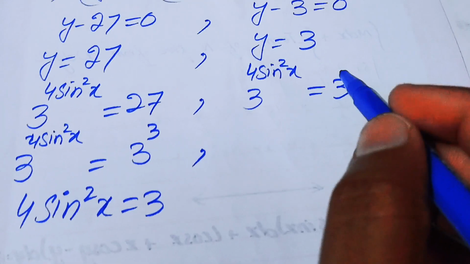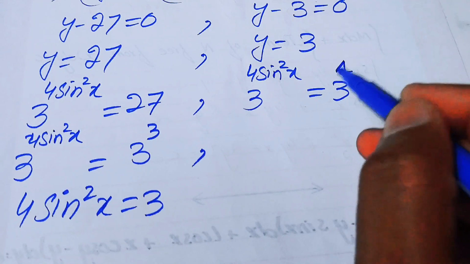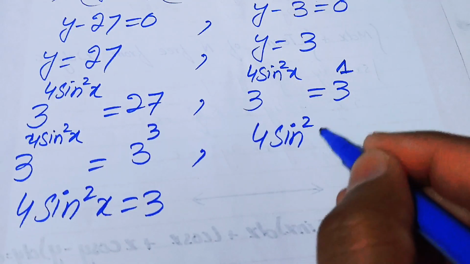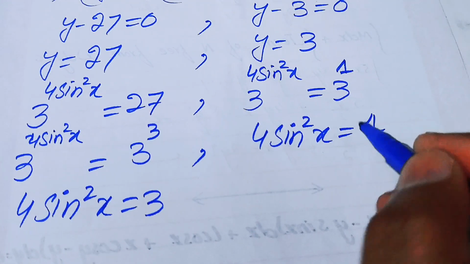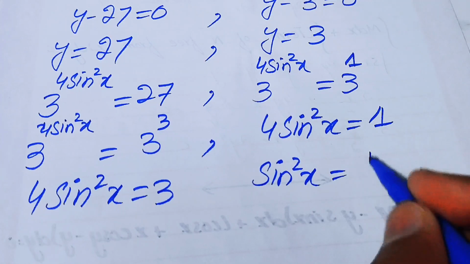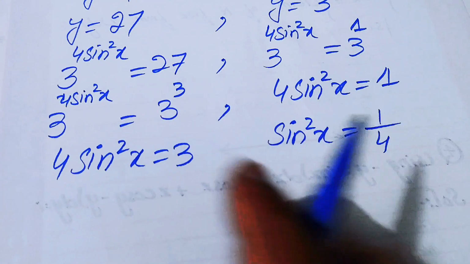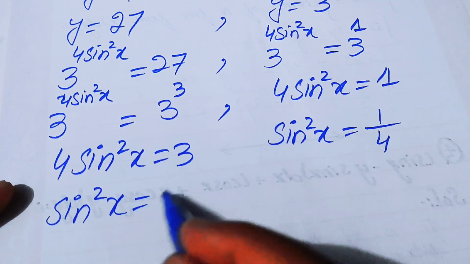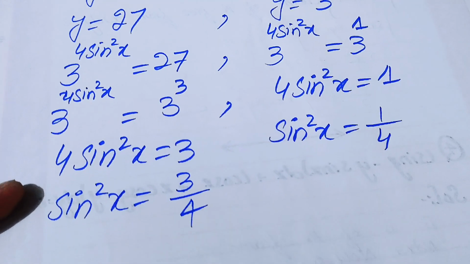Similarly, here you see that the bases on both sides are the same, so the exponents are equal, and you get 4 times sine square x is equal to 1. Here you get the value of sine square x is 1 over 4. Similarly, here you get the value of sine square x is 3 over 4.